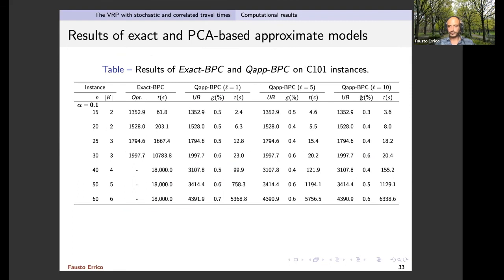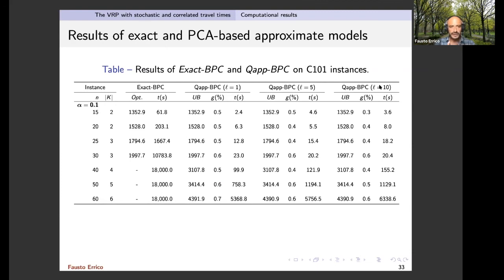Let's have a look at the results briefly. Here we have the case for alpha equal to 0.1, with the number of customers. In the first column, we have the exact approach that was developed in the first paper. In the second, third and fourth groups of columns, we have the approximate approach with 1 component, 5 components, or 10 components.